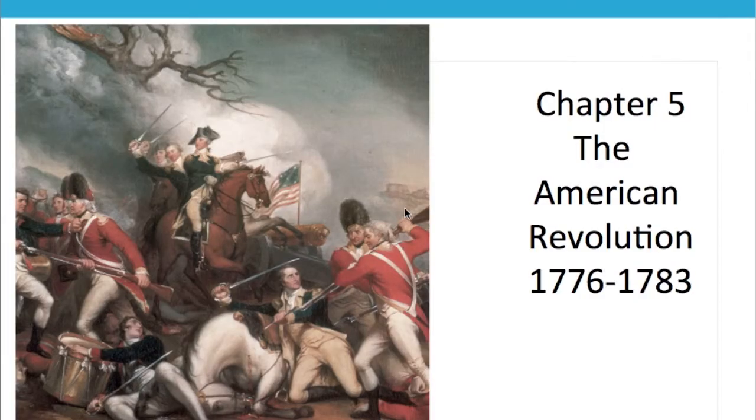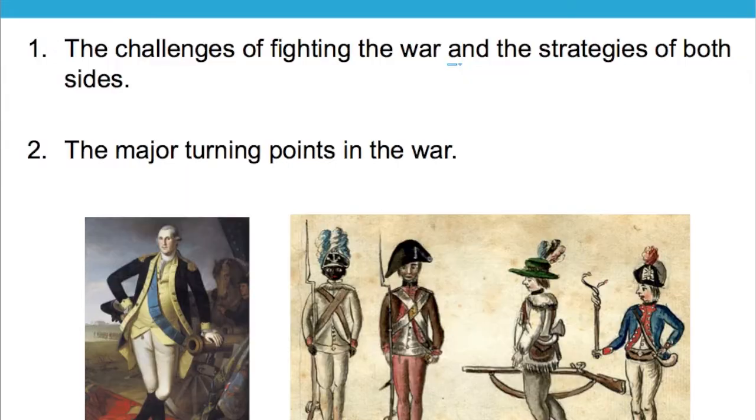This week, you are reading Chapter 5 in the textbook, The American Revolution. This chapter begins with an extensive discussion of the fighting of the Revolutionary War. It talks about the challenges that both the British and the Americans faced and the strategies used on both sides. And it also describes some of the major turning points and battles in the war.